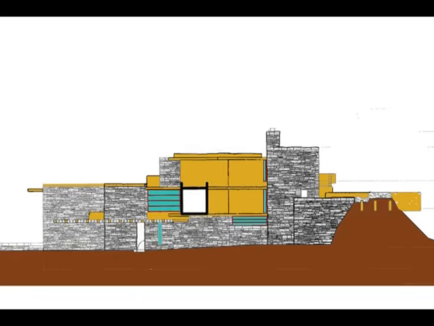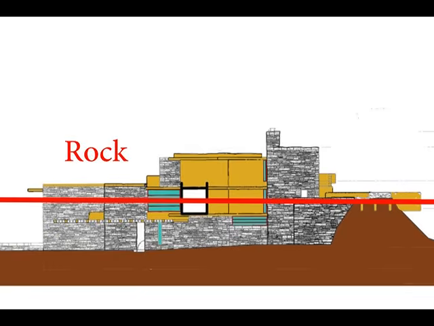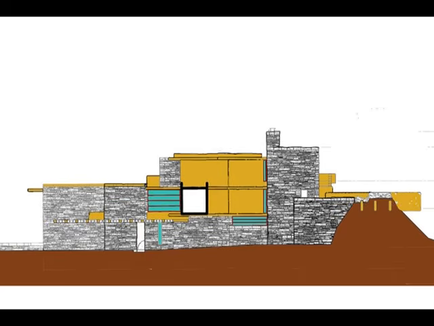This drawing shows the backside of the house. You can't see it in reality because the view is obstructed by the rock. In the middle is the entrance of the covered bridge.